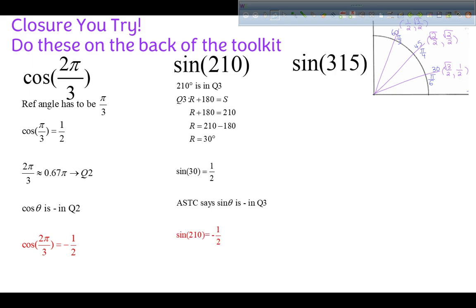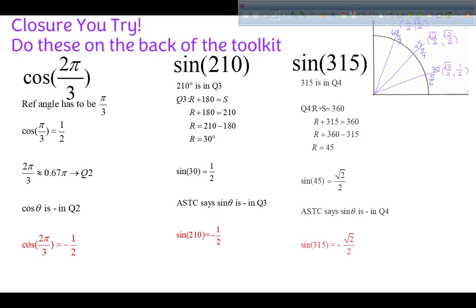Sine of 210. Well, 210 is in quadrant 3, and the quadrant 3 rule is that I need to subtract from 180. So I did 210 minus 180 and got my reference angle to be 30 degrees, which means I'm working with the 30-degree relationship. And because it's sine, I want the y value, which is where the 1/2 is coming from. And then I just need to decide, is it positive or negative? Well, in quadrant 3, tangent's positive, but everything else is negative. So I put a negative on the 1/2.